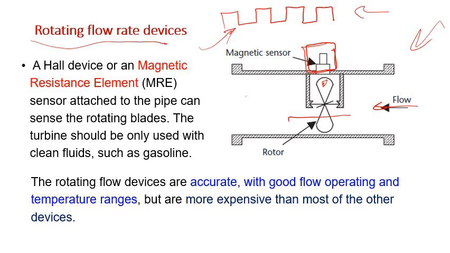This device is considered accurate. The rotating device is considered accurate, with a good flow operating and temperature range. That means it can operate over a bigger range. So for fluid at higher temperature, we can still use this kind of sensor.